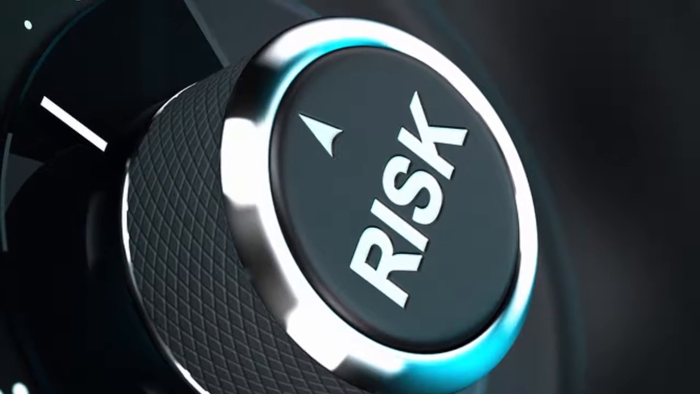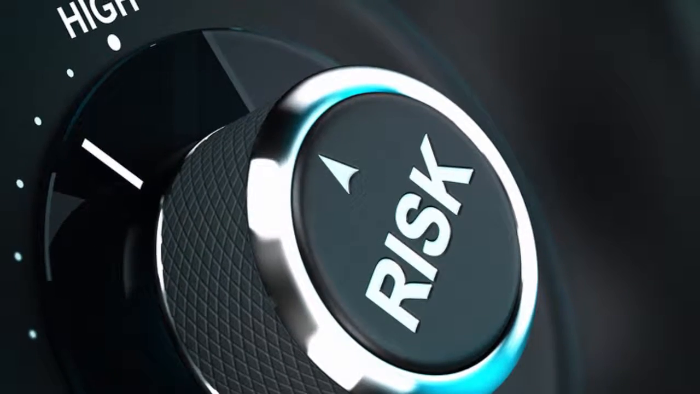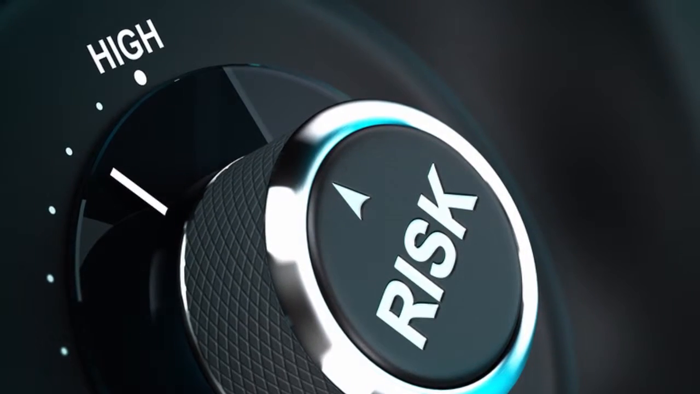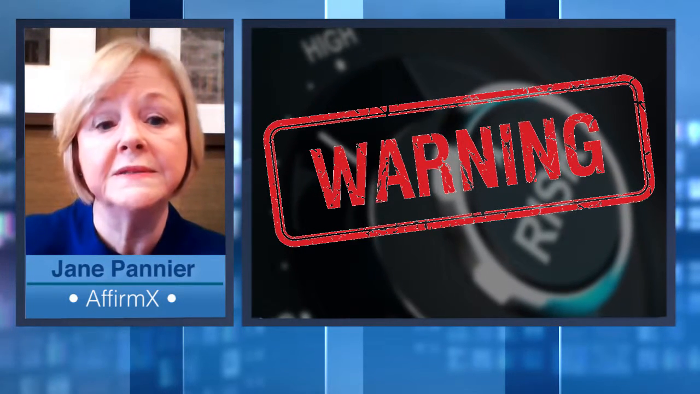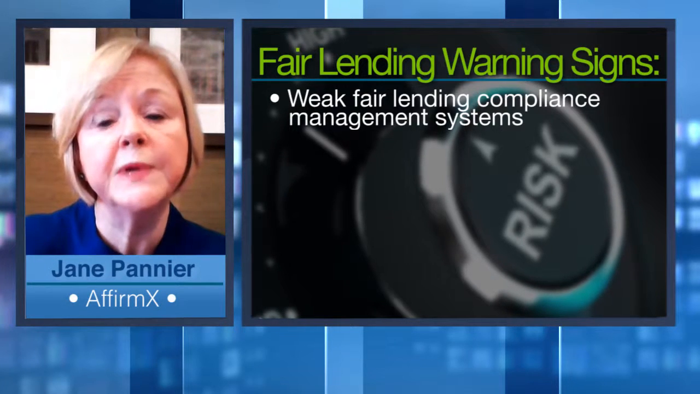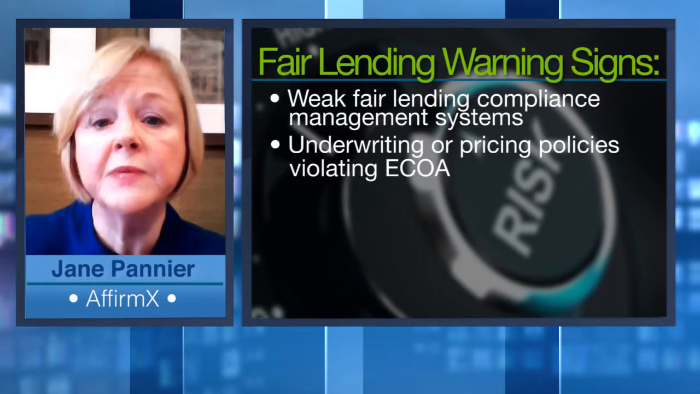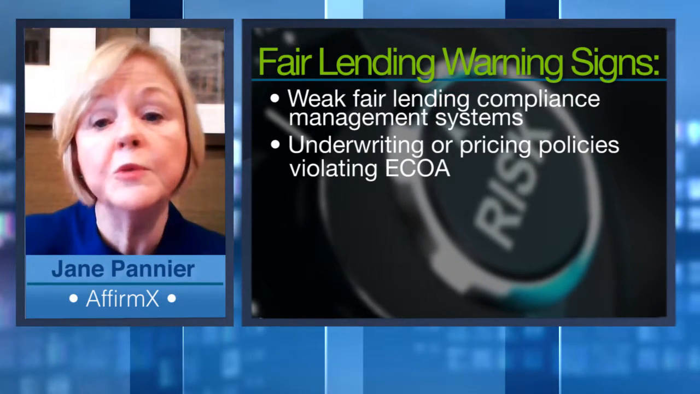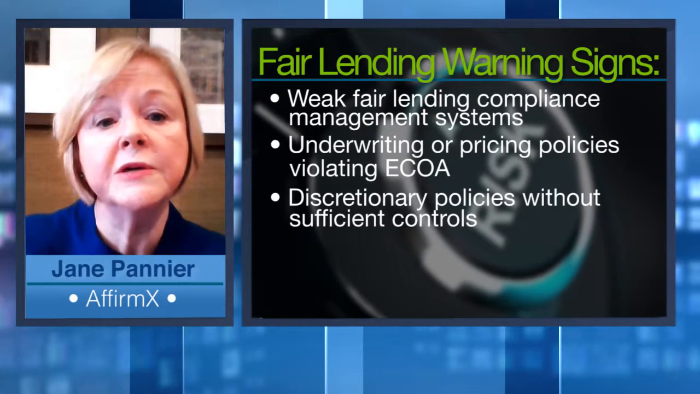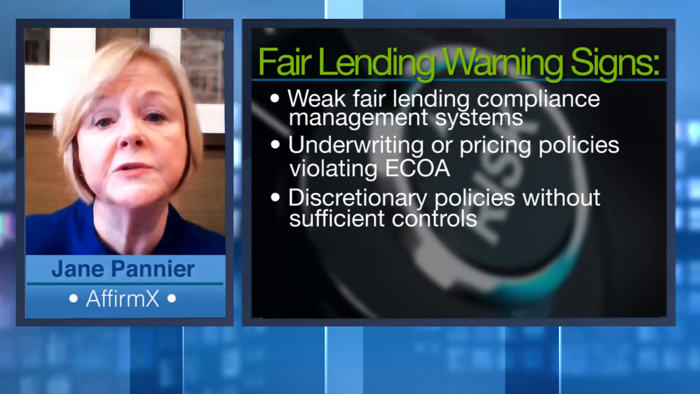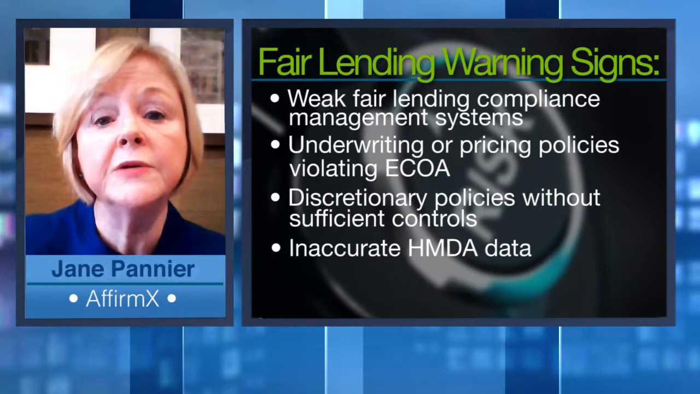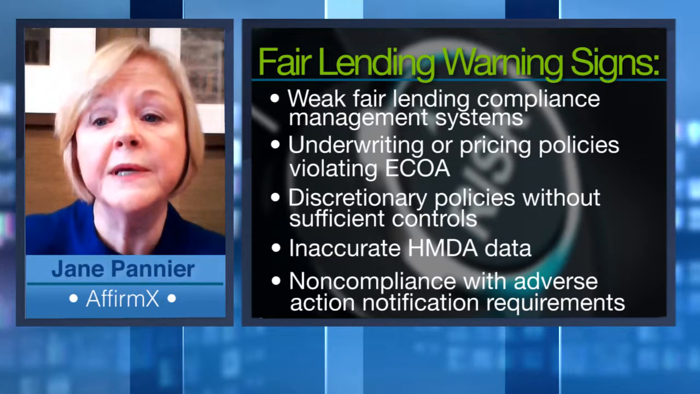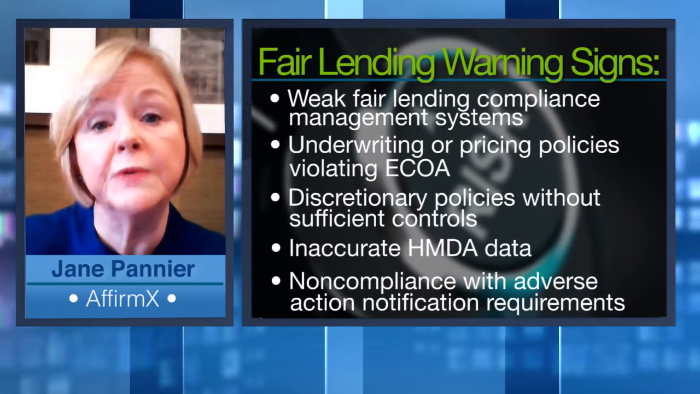In its report last fall, the CFPB called out a pattern of factors that time and time again indicate a heightened fair lending risk. Here are a few warning signs the CFPB identified, which means these are areas you'll want to keep an eye on as well. Weak or non-existent fair lending compliance management systems, underwriting and pricing policies that consider prohibited bases in a manner that violates ECOA or presents a fair lending risk, discretionary policies without sufficient controls or monitoring to prevent discrimination, inaccurate HMDA data, and noncompliance with Reg B's adverse action notification requirements.